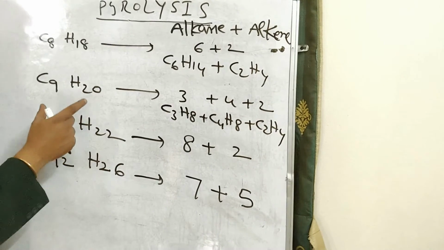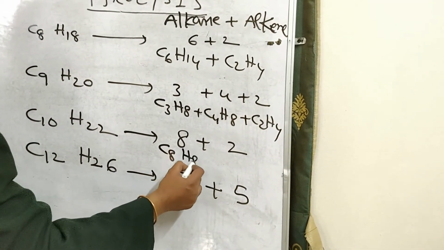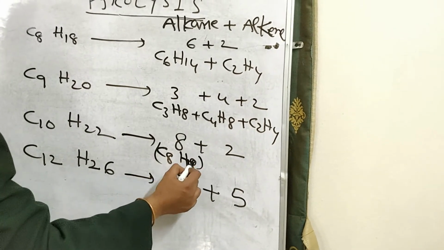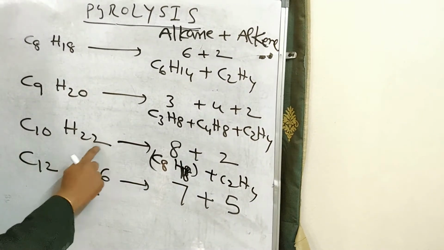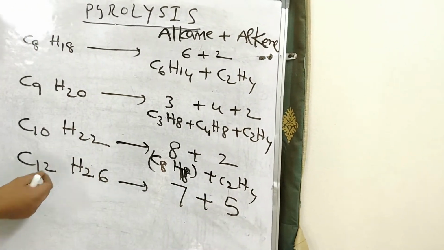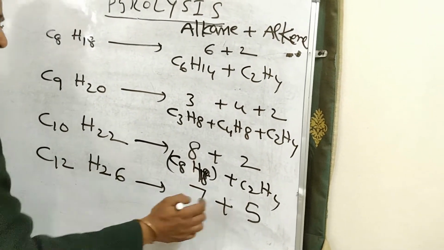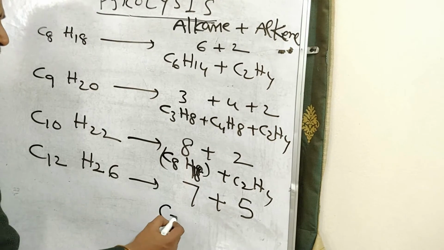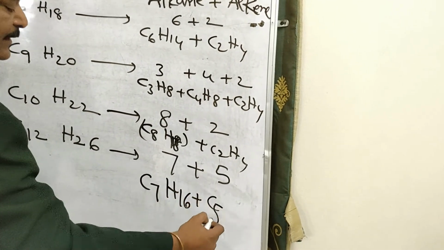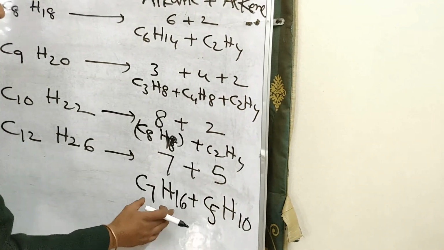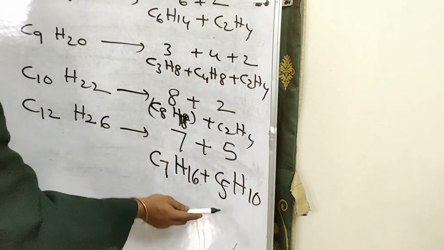In case of decane, 8+2. 8 is C8H18, octane, and the second one is ethylene, C2H4. 8+2 is 10, and 18+4 is 22. Now dodecane, C12H26. In case 7+5, 7 is heptane, C7H16, plus C5H10. This is heptane and pentene. 7+5 is 12, and 16 plus 10 is 26.